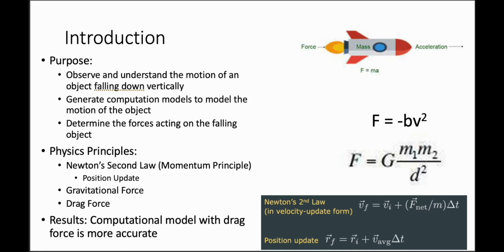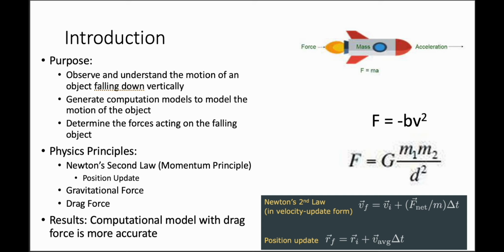So, as an introduction, the purpose of this lab was to observe and understand the motion of an object that was falling down vertically, and then to generate a computational model to model the motion of this object, and use these models to determine the forces acting on the falling objects. We create two computational models, one that uses only the force of gravity on the object, and one with both the force of gravity and the drag force.